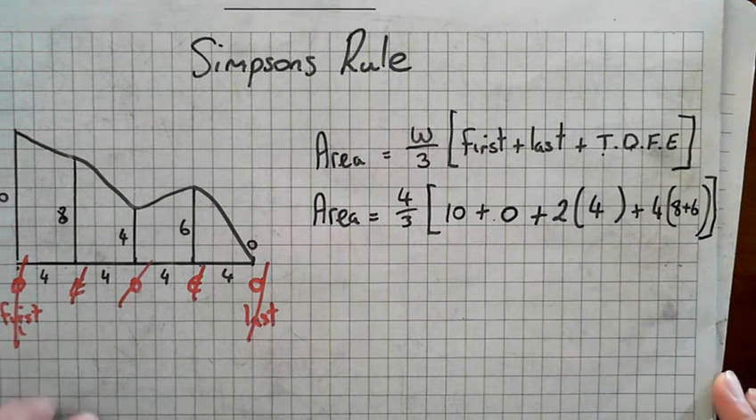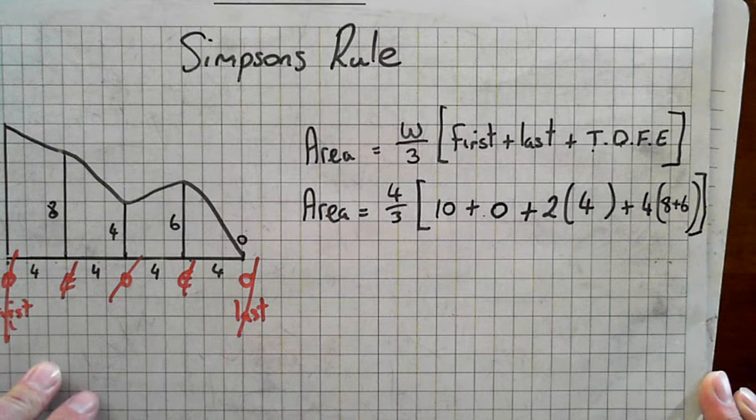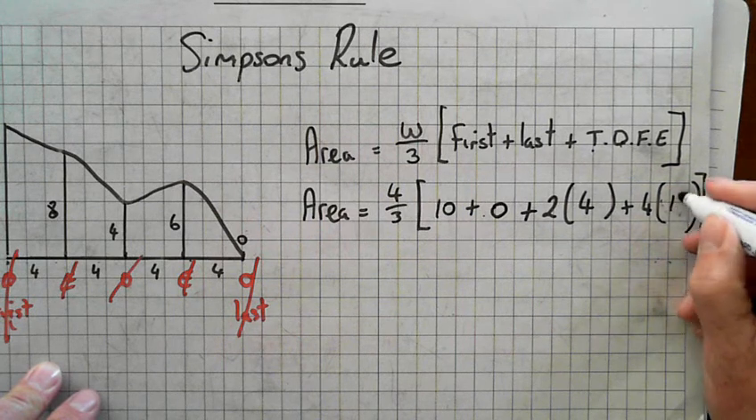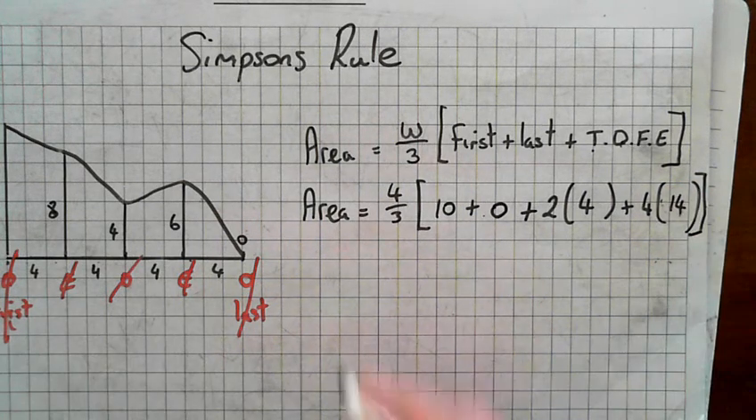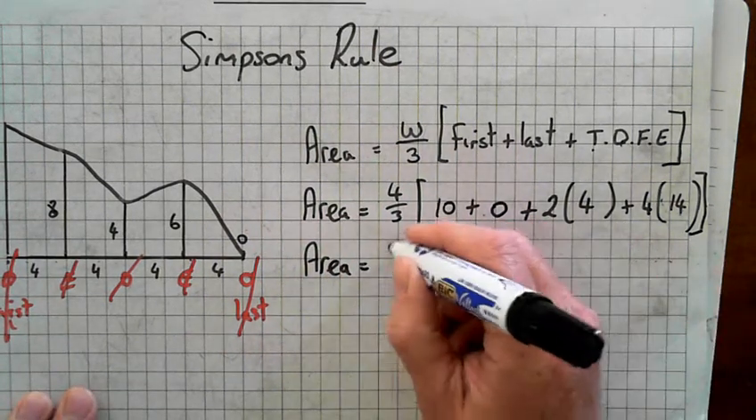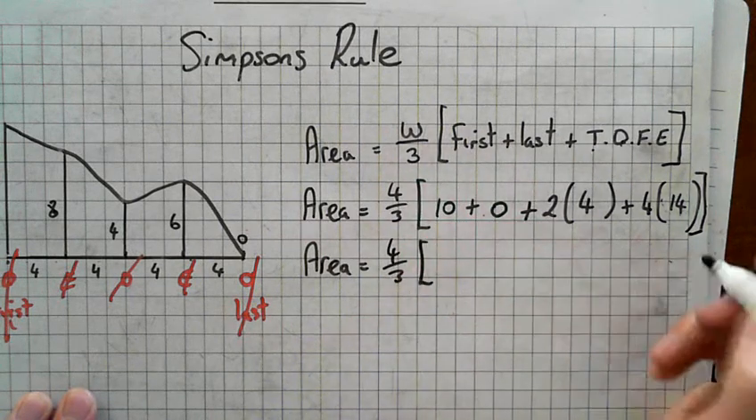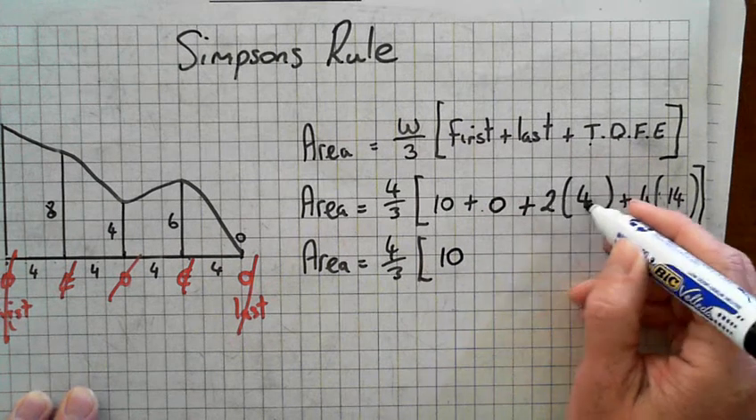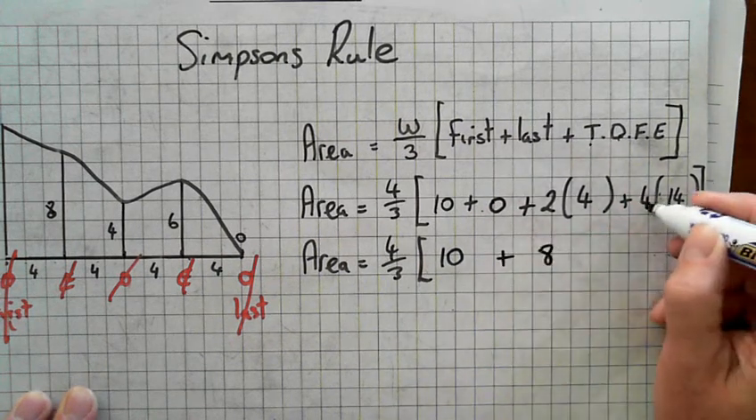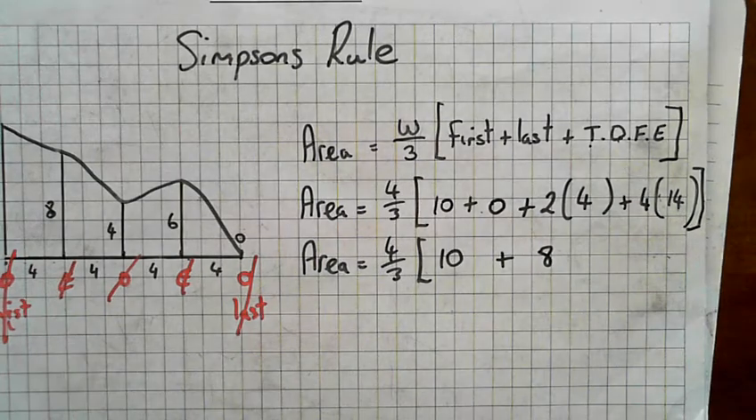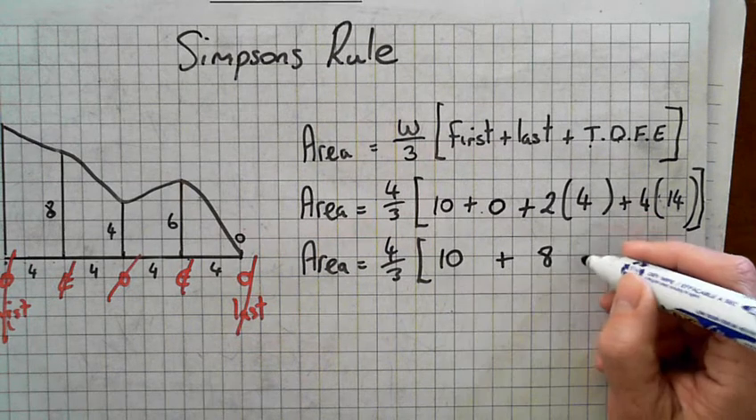Would you not have to put the answer in brackets to make it easy? Well, we can. 8 plus 6 is 14. Alright, so write it down again. Just multiply the brackets out first, so it's 10 plus 0, plus 2 times 4, which is 8, plus 4 times 14, which is 56.